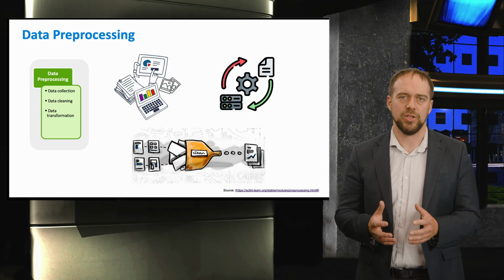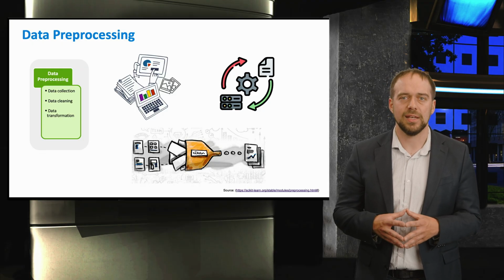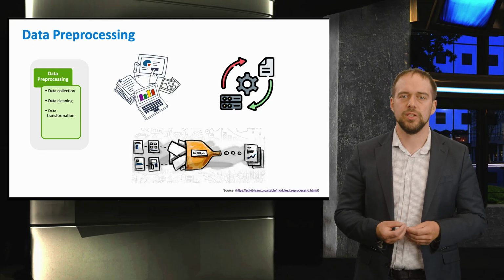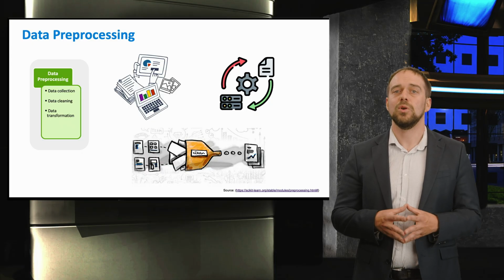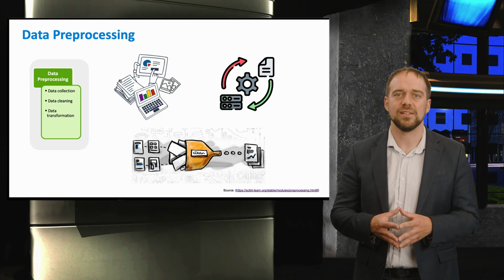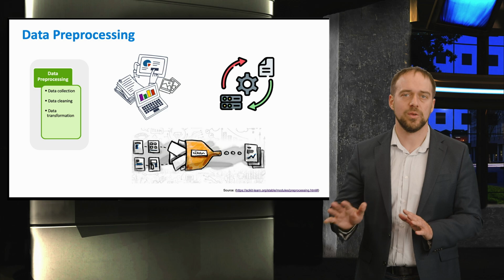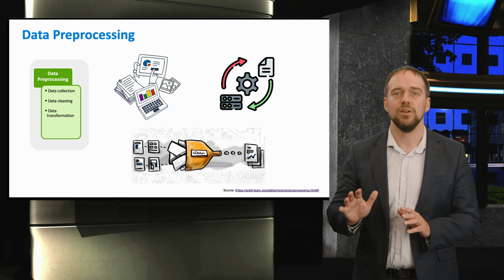Then the data transformation. Here we normalize, scale, or encode the data so that it is usable for machine learning algorithms. You can see at the bottom illustration the funnel concept, that raw data enters messy and inconsistent and leaves the process in a clean, structured form ready for modeling.